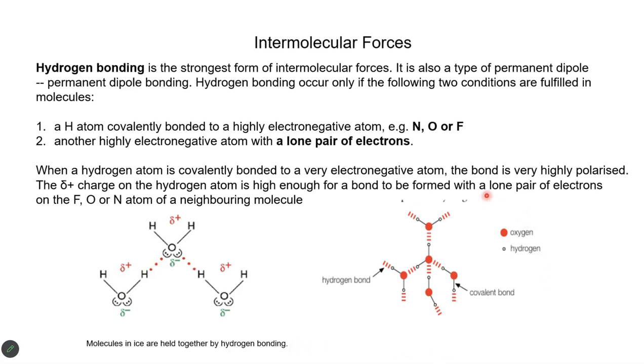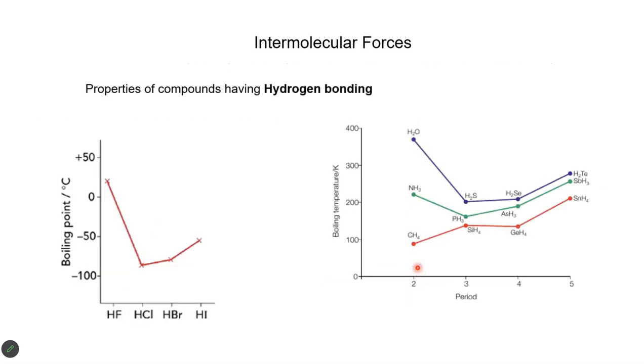Similarly, we show here the way of hydrogen bonding in covalent molecules. This one is a covalent bond, but this oxygen will have an attraction to the hydrogen of another molecule, and this hydrogen and this oxygen is also hydrogen bonding. Hydrogen bonding has some properties which are very different from others.